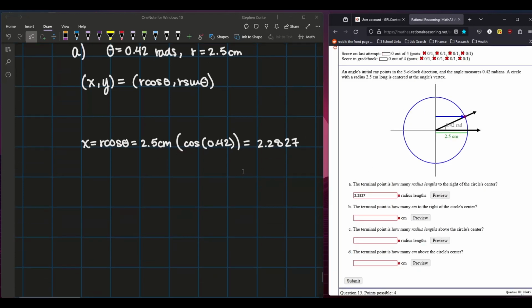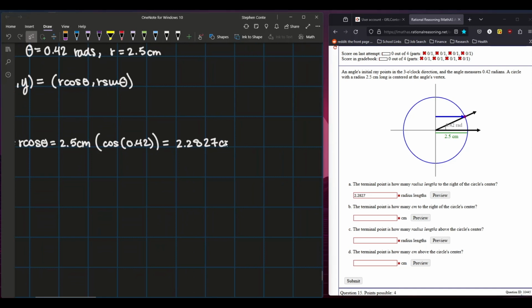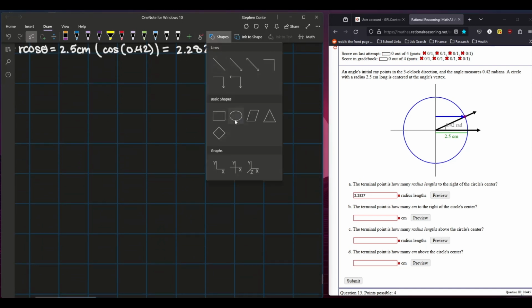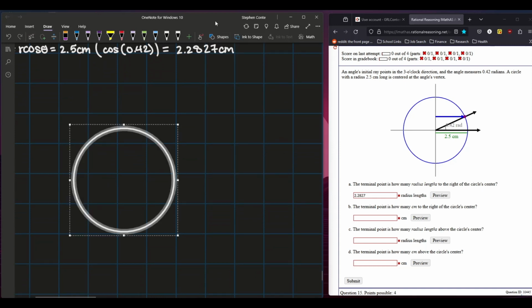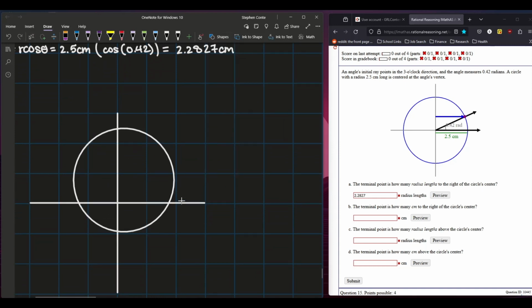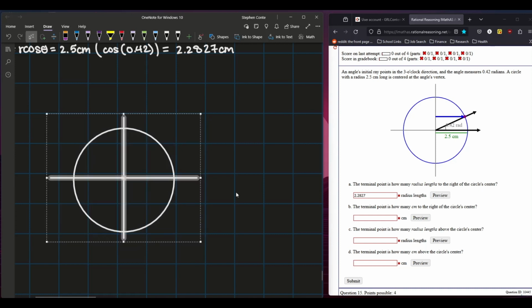Let me try to put that in as the answer. Obviously that's wrong. If that's not obvious, I'll explain why. This is an answer in centimeters, and it's also just an x coordinate. So I'm saying that if I have a circle and I have an xy plane, this is our terminal point. I'll put it in. Okay, that's better.